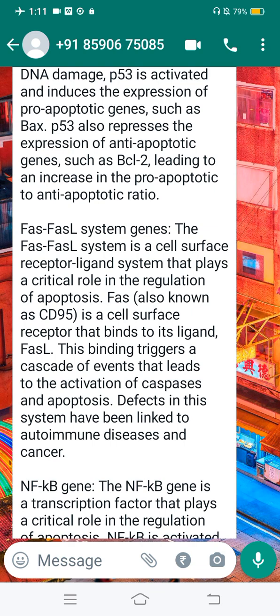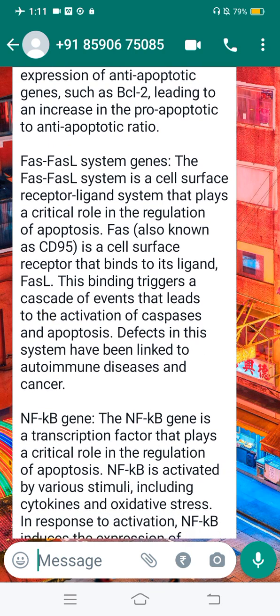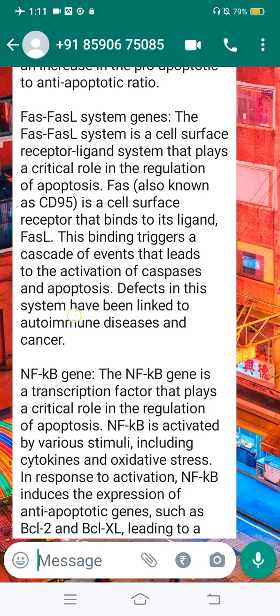Next is the FASL system genes. The FASL system is a cell surface receptor ligand system that plays a critical role in the regulation of apoptosis. FAS, also known as CD95, is a cell surface receptor that binds to its ligand, FASL. This binding triggers a cascade of events that leads to the activation of caspases and apoptosis. Defects in this system have been linked to autoimmune diseases and cancer.